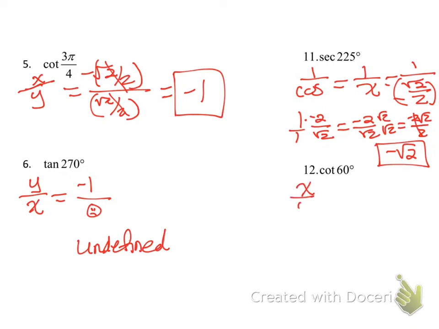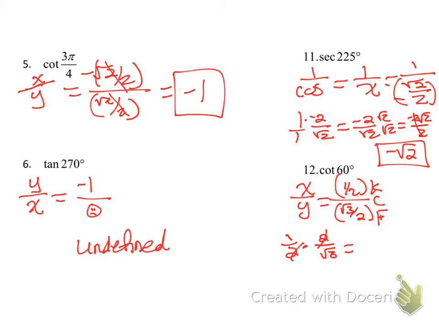So now we're back to cotan, last one. X over y. So cotan 60. 60 degrees, my x value is 1/2. My y value is root 3 over 2. Because this is fractions, I need to keep, change, flip. So 1/2 times 2 over root 3. These cancel. Oh, this is in quadrant 1, so both x and y are positive, by the way. So I have 1 over root 3, which algebra says you cannot stay there. You must do root 3 over 3.